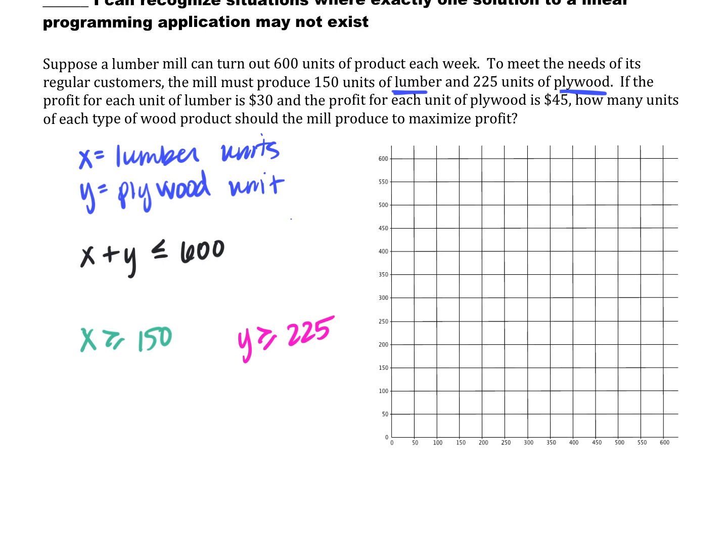I would use a ruler on this. Let's go graph X is greater than or equal to 150. That's a vertical line. 225 is a little awkward, but we can do it. I'm going to go between 200 and 250, and I'm going to try to be as good as I can. And my Y is greater than that.